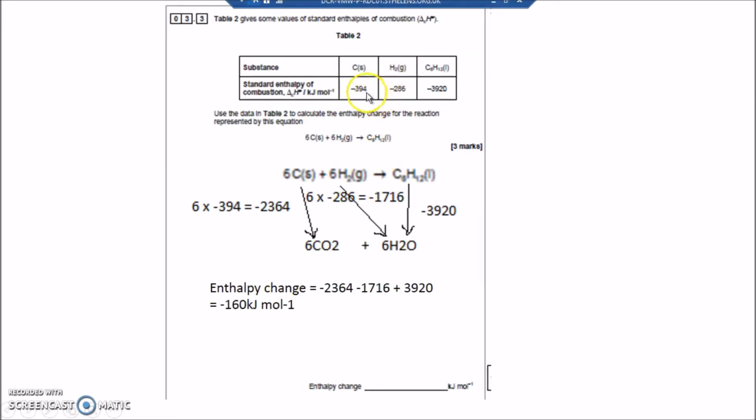Let's just have a quick look. Oh, sorry, all of these are in kilojoules anyway. So minus 2364 minus 1716 add 3920 comes out as 160 anyway. So I don't need to do any conversion. It's not specified what kind of units it's going to be in. And if you look in the equation in the table here, it says kilojoules per mole. So it just comes out as minus 160 kilojoules per mole. So that's fine. We'll just leave it as it is.